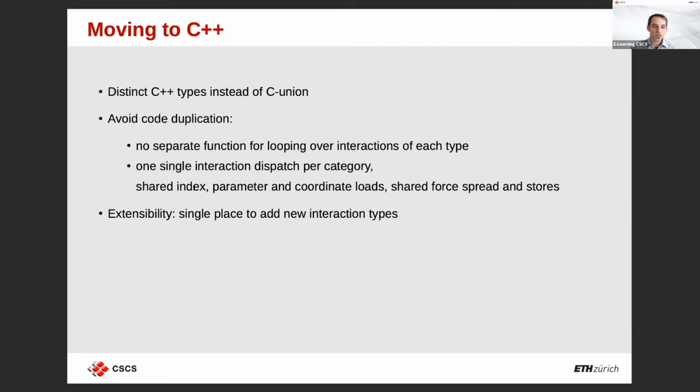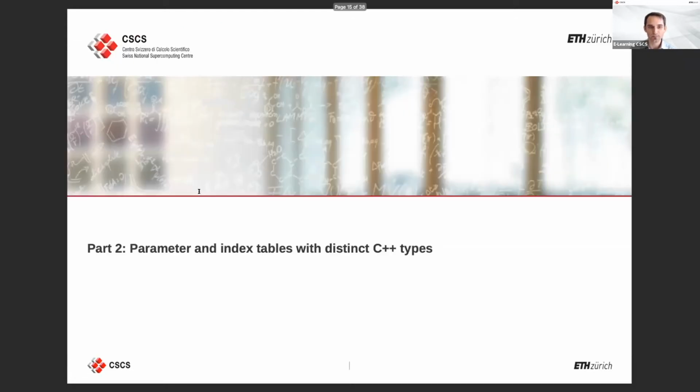Another issue is that it's actually not so extensible. So if you want to add a new bond type, there's no single place where you just can add that new interaction definition. You first re-implement everything, the whole handling of interactions from scratch again, and then you need to change multiple data structures. And so that's another issue that we want to improve on while moving to C++. And so let's actually look at how that could be addressed with C++.